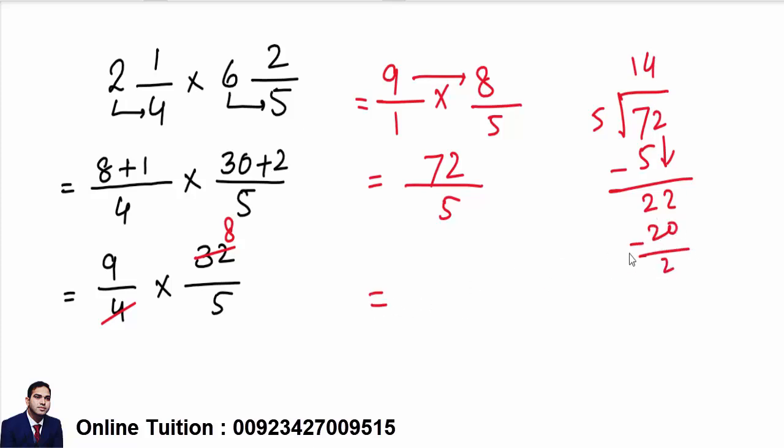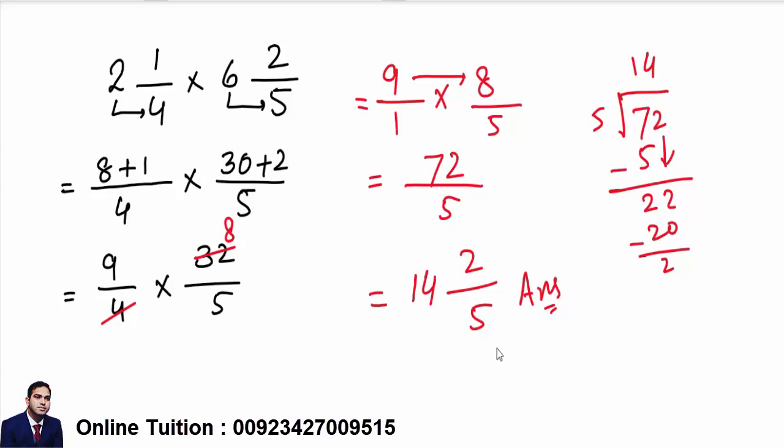Now you can write this answer in mixed number. How? This is 14 whole 2 over 5. This is the answer. When you multiply it, your answer is again 72 over 5.